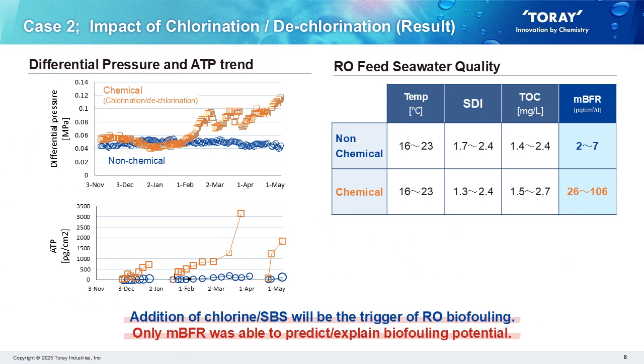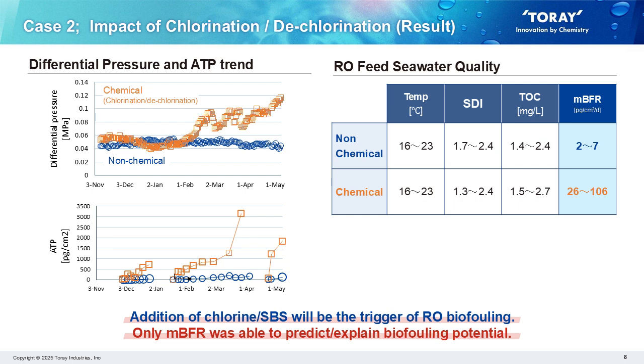Case 2, result. During the test period, RO feed water was stable, however differential pressure with continuous chemical was increased, which will be the trigger of RO biofouling. This is the first result in the world that demonstrates the adverse effects of chlorine and SBS addition.